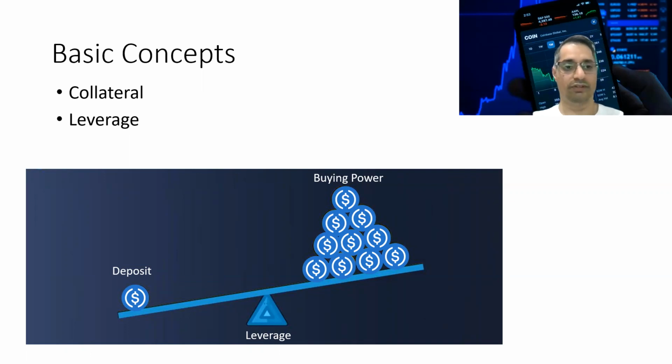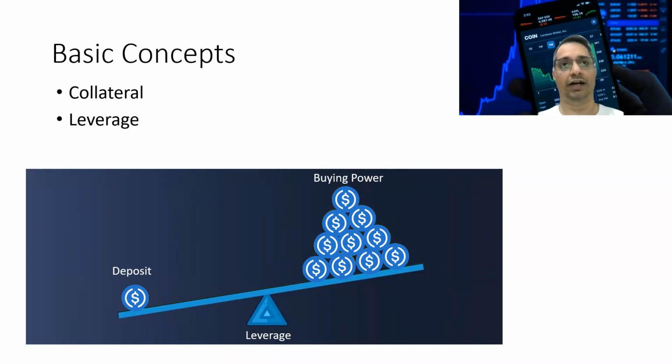The basic concept is that you have a collateral. So you have your deposit, for example, say you have $100. But with 10x leverage, your buying power becomes $1,000 rather than $100. So you increase your buying power and also your profits. So how does that work?